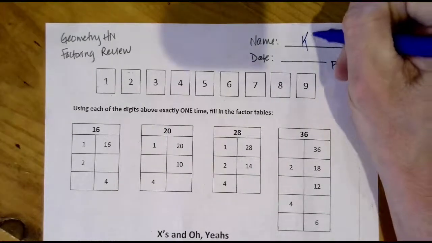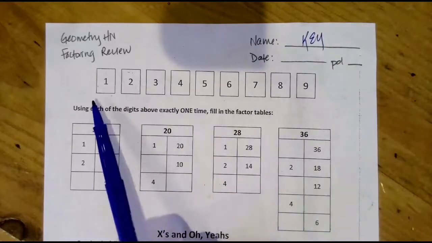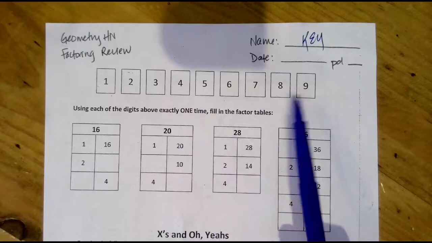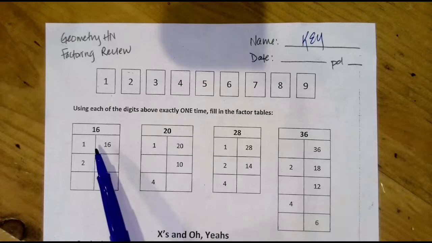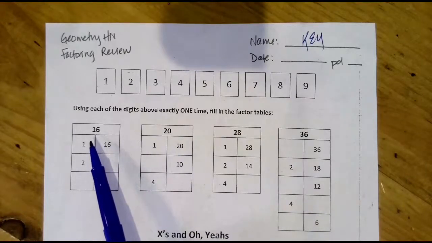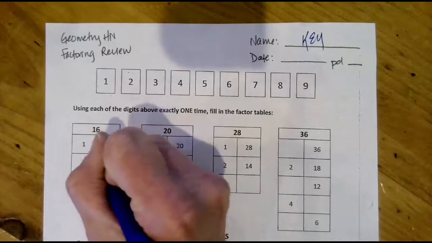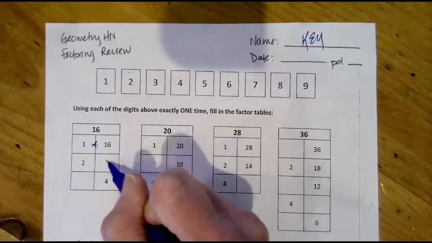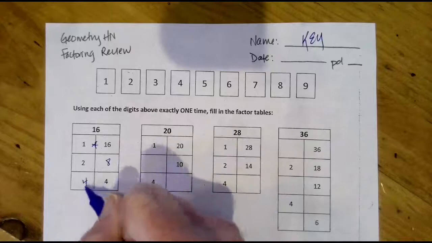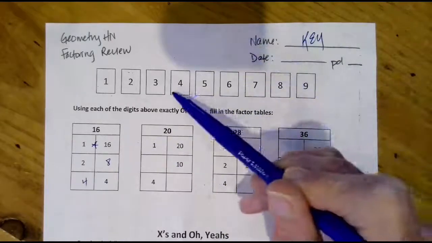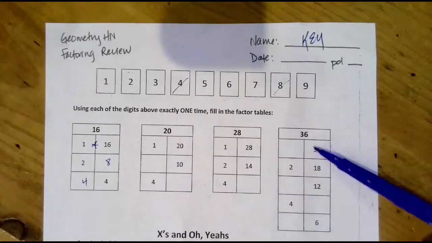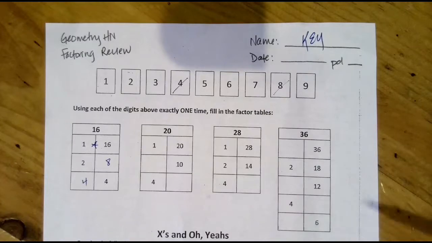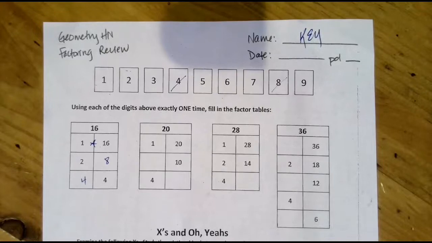I want you to go ahead and take a look at this worksheet. Use the digits 1 through 9 and fill in each of the factor tables. So the way this works is, I know 16 breaks down into 1 times 16, 2 times 8, and 4 times 4. So I've used the 4 and I've used the 8, and now you have to go ahead and use each of the other digits. So pause the video and go ahead and fill in each of those values.